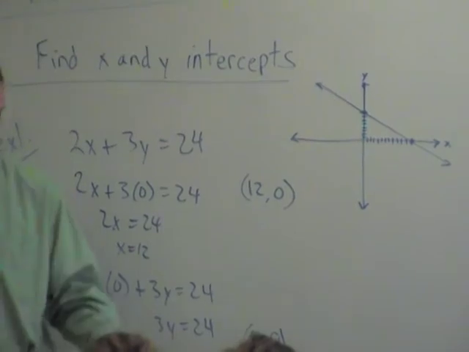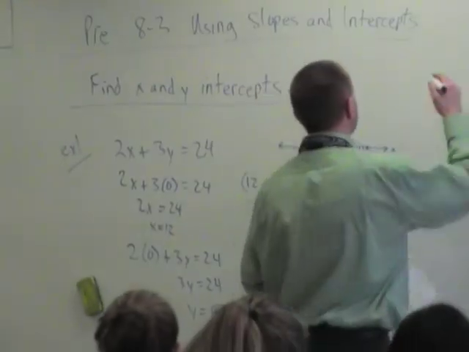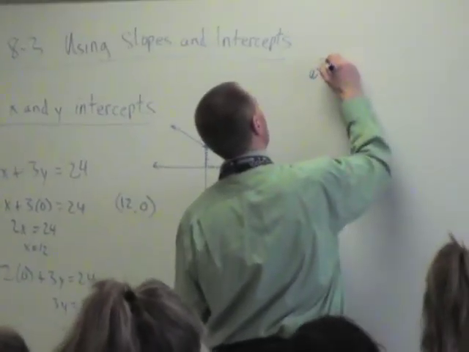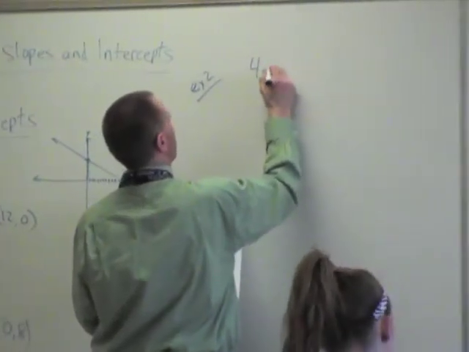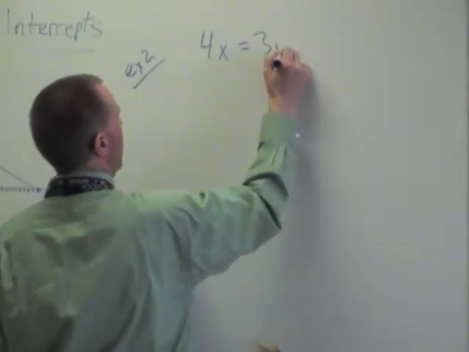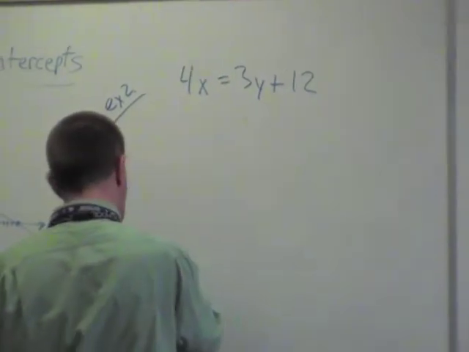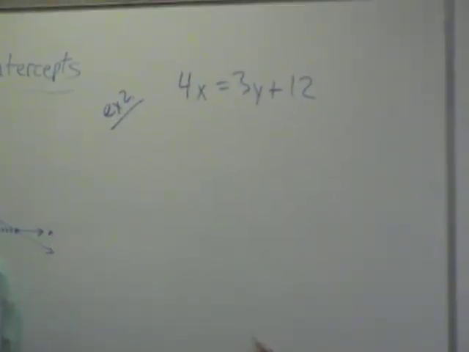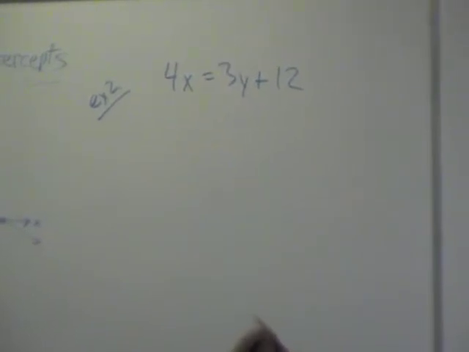Okay, everybody do the same thing to this one. Example 2. 4x equals 3y plus 12. Everybody do that. I want you to find the x-intercept, the y-intercept, and graph it.